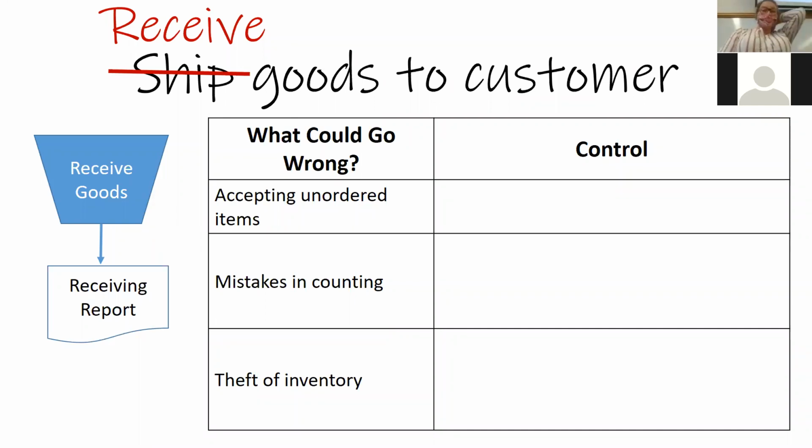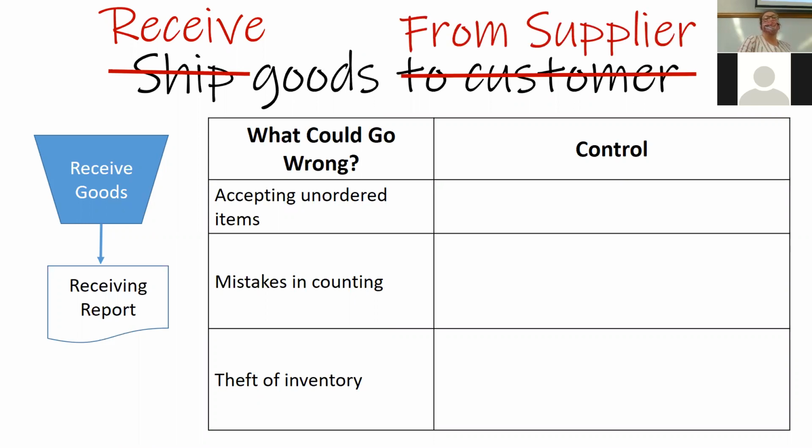So the controls in this process or sub-process are really the same as the controls related to shipping goods to the customer, in that you're making sure that the goods that you receive from the supplier are protected and that they're not being stolen when you receive them. So something that could go wrong, accepting unordered items. A control that would fix that is refusing goods without an authorized purchase order.